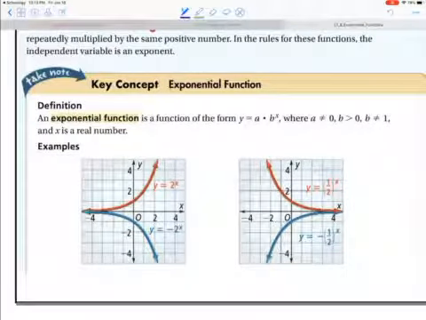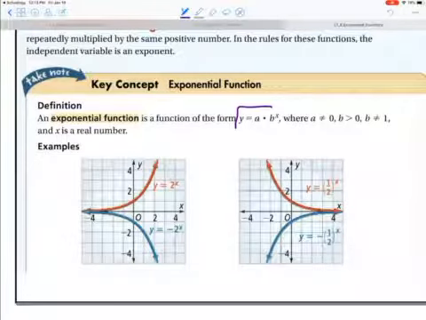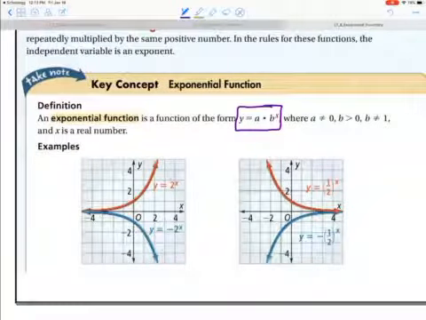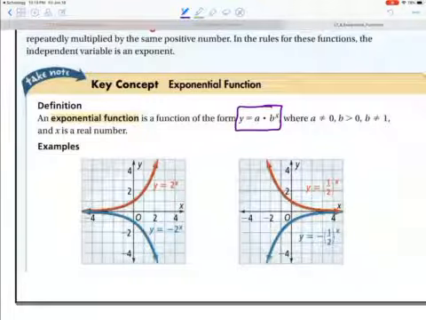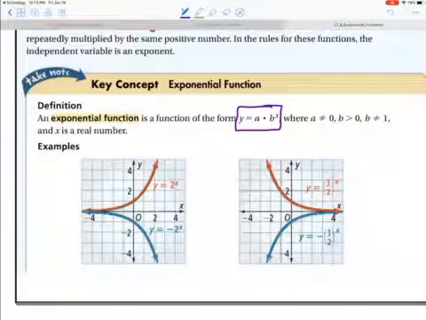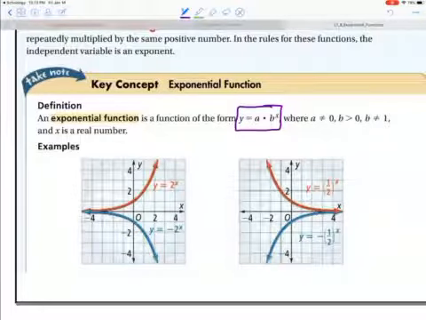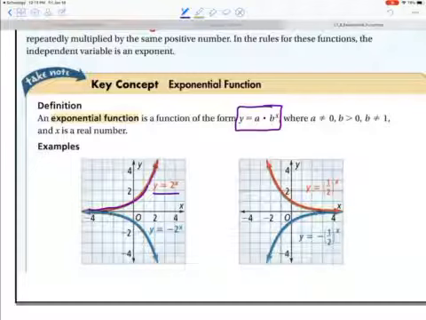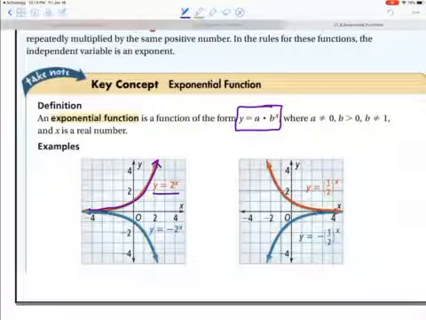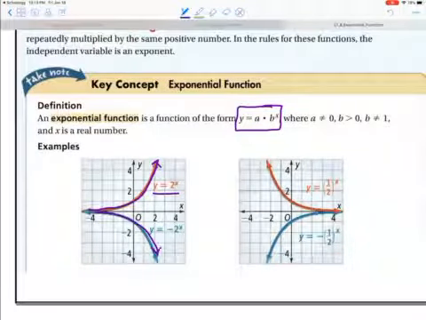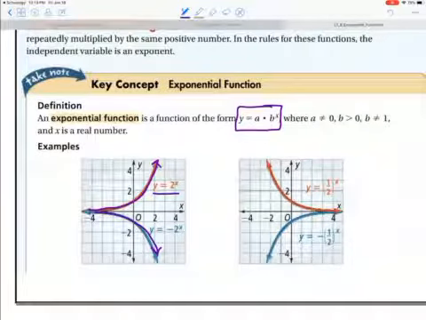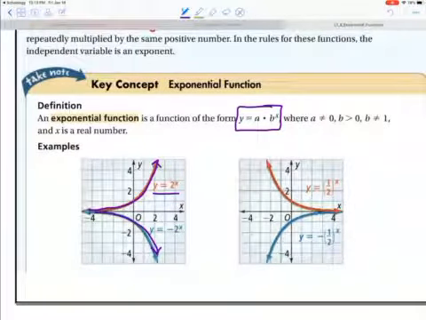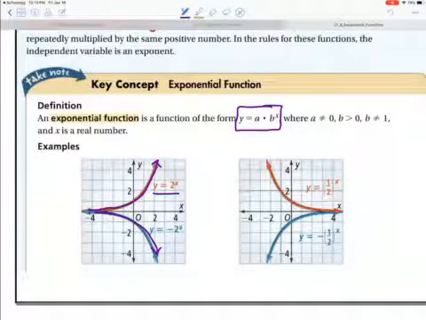Key concept: an exponential function is in the form y equals a times b to the x, where a is not 0, b is greater than 0, and b is not equal to 1. Looking at these two equations, I've got y equals 2 to the x. This graph is growing exponentially. This graph is decreasing exponentially, y equals negative 2 to the x. Notice x is to a power. That is true of all exponential functions.